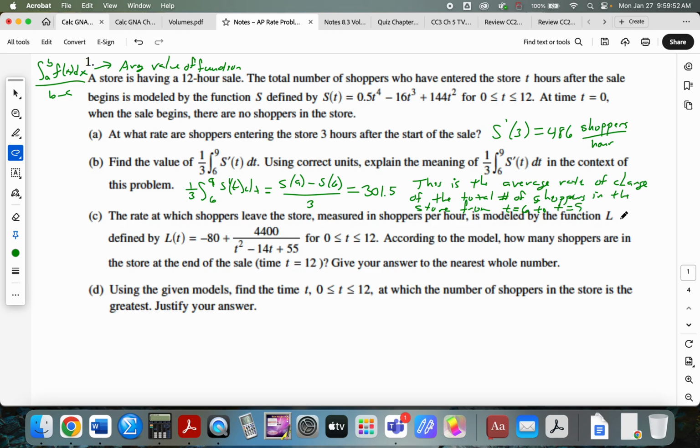And what's the one part I've left off at this point? What's the one thing I haven't done? Haven't talked about the units at all. In shoppers per hour.